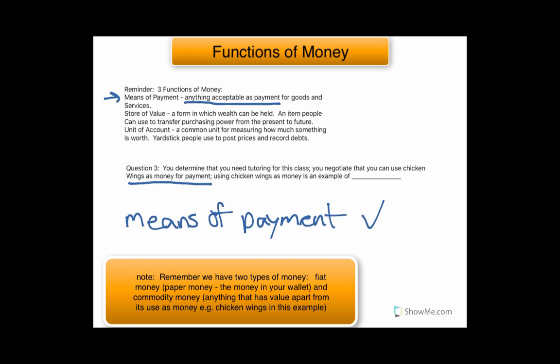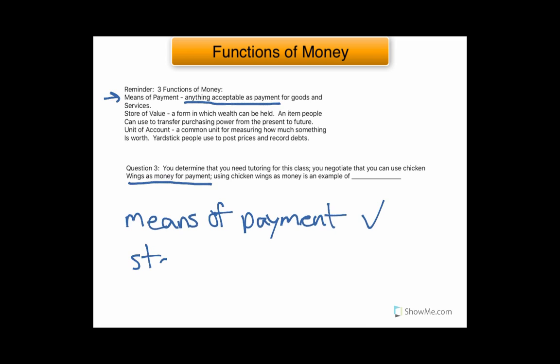It's not store of value because, again, store of value typically is where you're saving money or exchanging it for a bond or some other way to store wealth. And it's not a unit of account for the same reason as last time. We don't make a claim about the worth of chicken wings or the tutoring services. So it's means of payment. We're exchanging the chicken wings for the tutoring service.